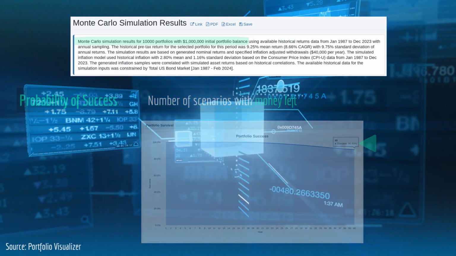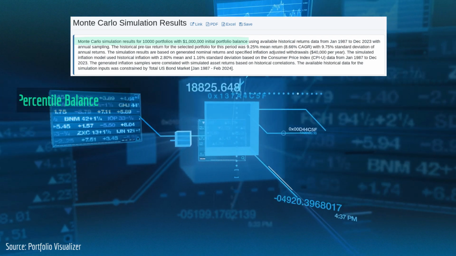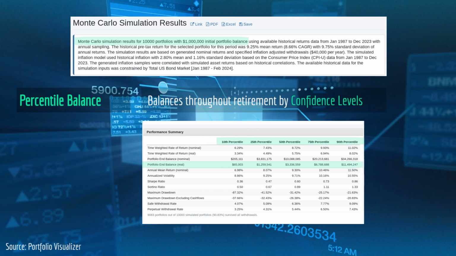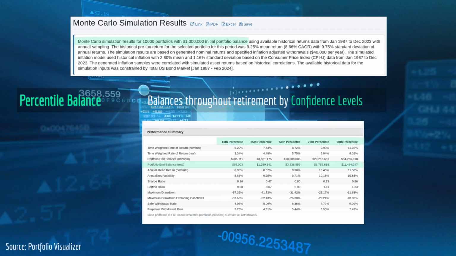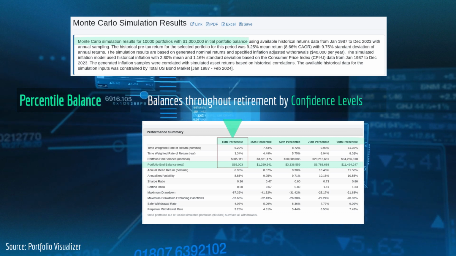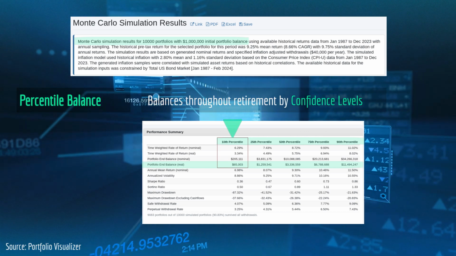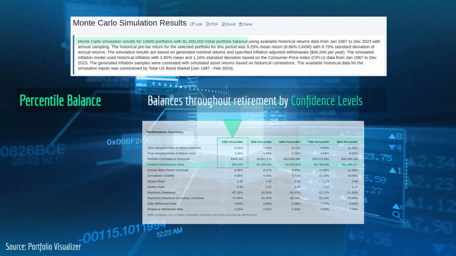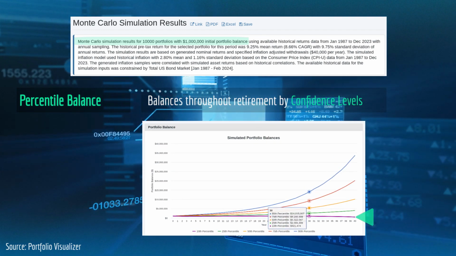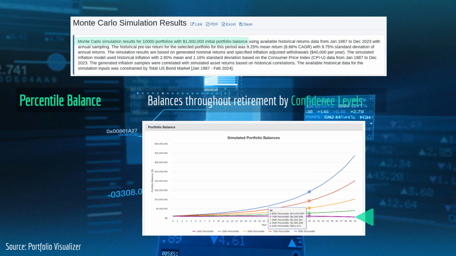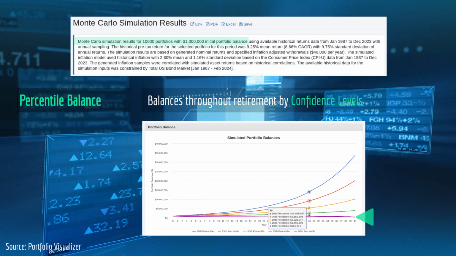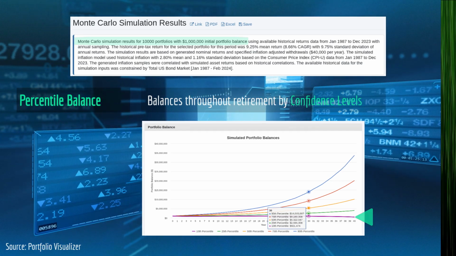On the other hand, percentile balance might show you what your retirement balance could look like throughout your retirement, depending on your desired confidence level, or percentile. For example, the 10th percentile represents the balance for the top 10% performing scenarios across all ages. By considering both the probability of success and percentile balances, you can gain a comprehensive understanding of the retirement plan's potential outcomes, enabling more informed decision-making and better risk management.